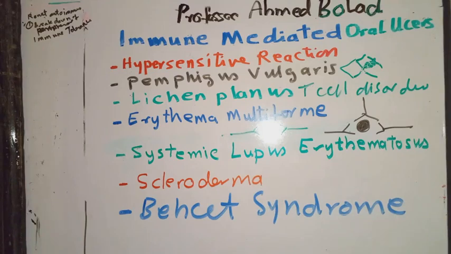So now we are going to discuss ulcers due to Behcet disease or Behcet syndrome. Behcet disease or syndrome is an autoimmune disorder, and it is characterized by a triad: oral ulcer, genital tract ulcer, and ocular disorder or diminution of vision.